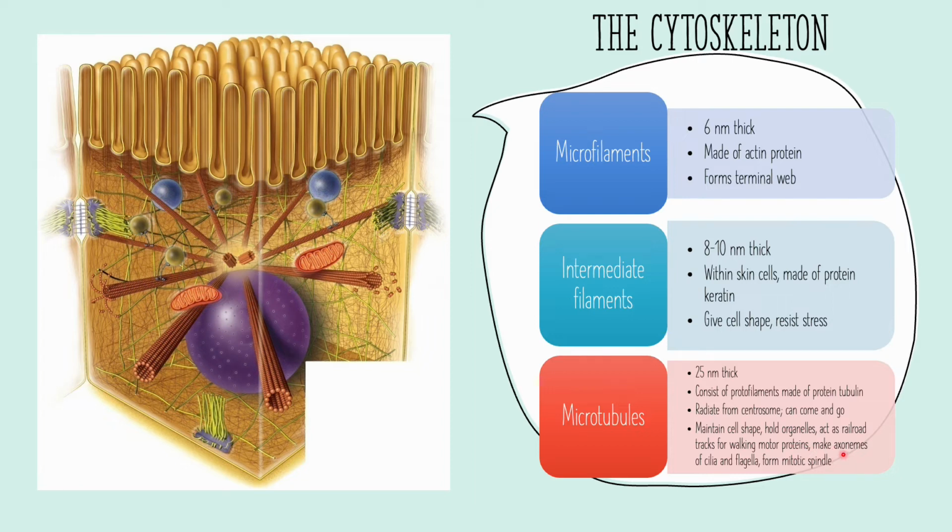They make the axonemes of the cilia and flagella, and they form the mitotic spindle. You know, sometimes I can't pronounce some of these things, but remember the flagella, the tail, the cilia, the little hair-like projections. The microtubules help form that stuff. Okay.